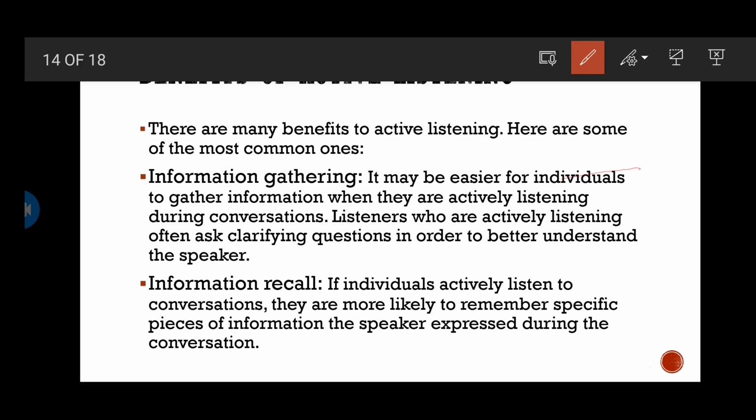Information recall. If individuals are actively listening to the conversation, they are more likely to remember specific pieces of information the speaker expressed during the conversation. Yeah, in the process of active listening, you will try to mimic, not exactly mimic, you will try to imitate the speaker, right? In the process of imitating the speaker, you will try to gain more points, and you will try to remember the points which were valuable. This is one more benefit of active listening.